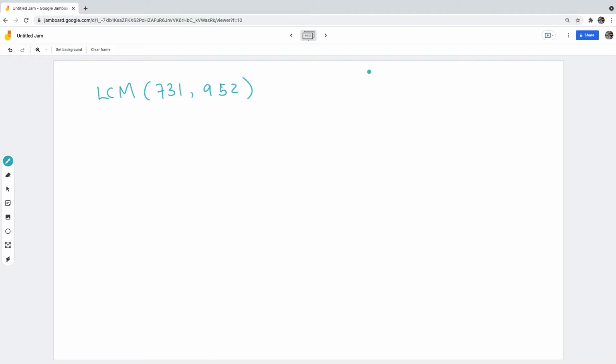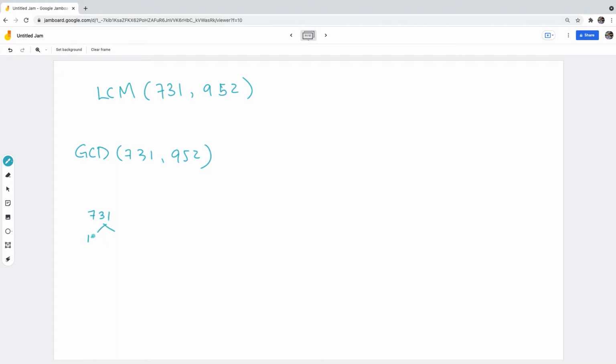So there are a lot of different ways. You can use prime factorization to find it, or you can list them and find the common multiples, but it takes time. But there's another way that you can do it by finding GCD of 731 and 952 first. So I'm going to show you how to do that. In order to find GCD of 731 and 952, we can also do prime factorization of both, right?